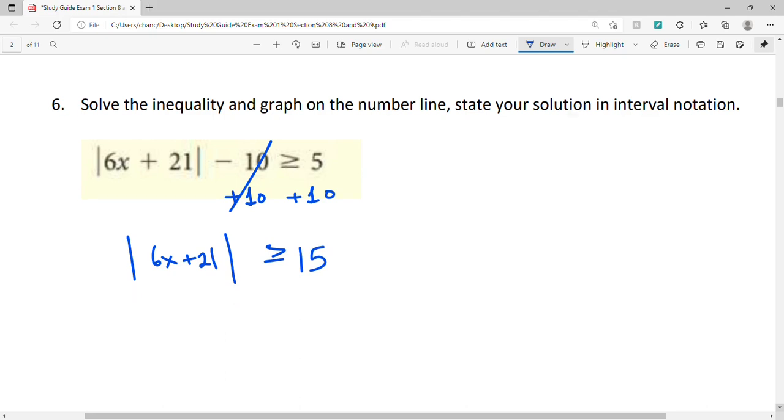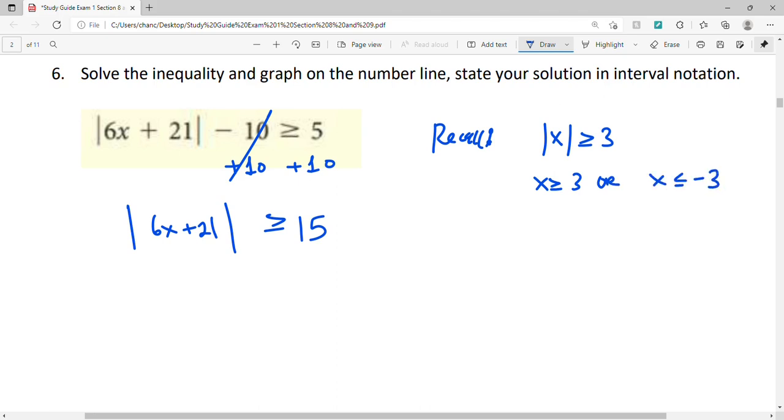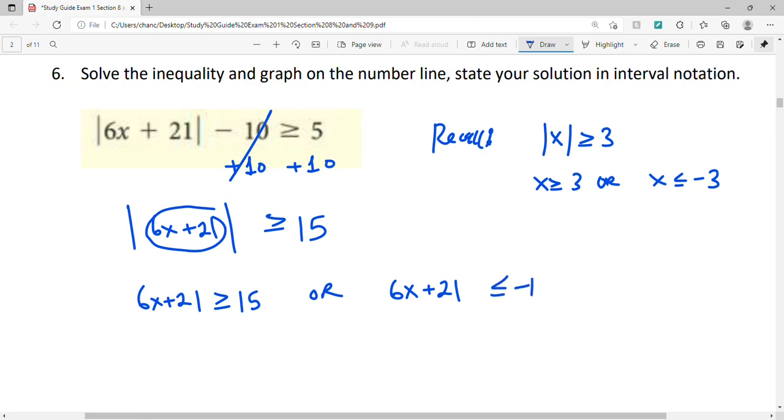Now from here we're supposed to rewrite this without absolute values. So let's recall from our notes, if we have the absolute value of x is greater than or equal to 3, this can be rewritten as x is greater than or equal to 3, or x is less than or equal to negative 3. So you'll have to check your notes. This is how we correctly translate with a greater than or equal symbol into something without absolute values. That means I can rewrite 6x plus 21 as greater than or equal to 15, or I could say 6x plus 21 is less than or equal to negative 15.